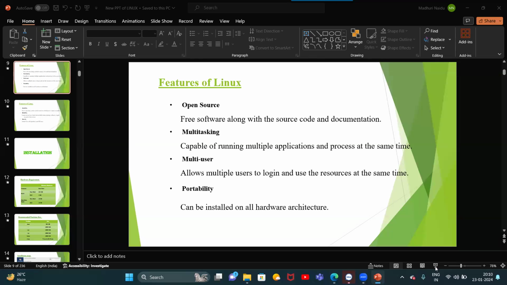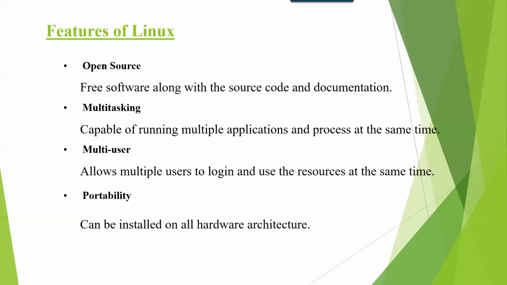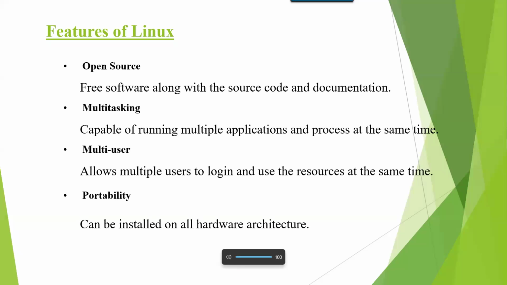Why are people switching to Linux, why are technologies coming with the Linux operating system? Those features we'll discuss. First is open source. Linux is open source. It means we get the source code along with the operating system, so there is no need to pay any amount for a license key. The operating system is free to everyone. That is the first advantage, the first feature.